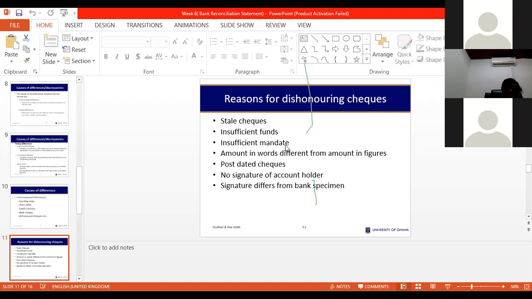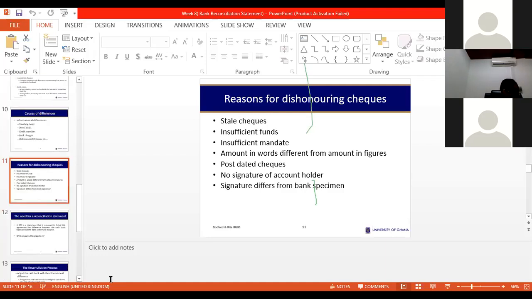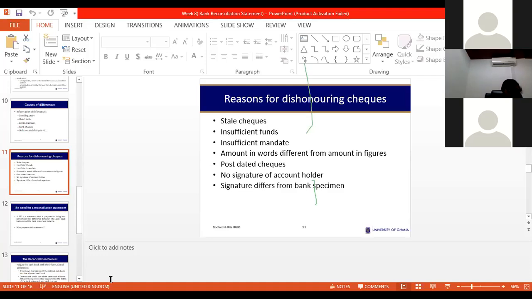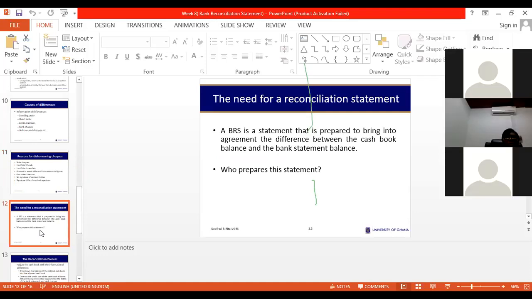So any questions? So these are the reasons why a bank would dishonor a check. These are the reasons why a bank would dishonor a check. Any question? Yes, Ohene.